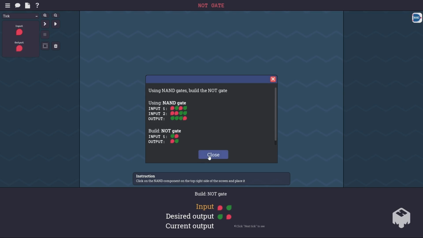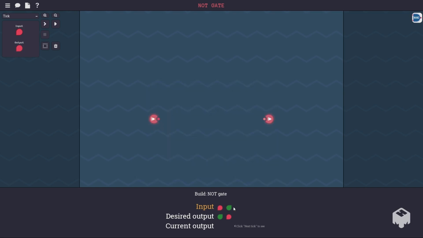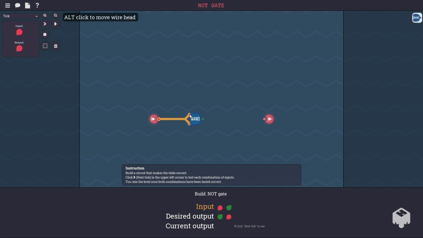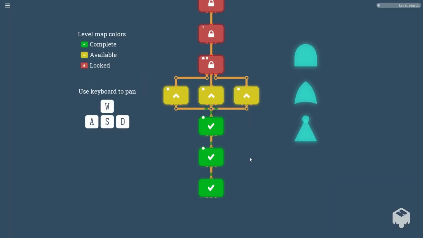Okay, so we need to try and get this truth table. So, we'll use the NAND gate up here, and use it to connect 2 inputs and output the final answer. So, when we input 1, it outputs 0, and when we input 0, it outputs 1.